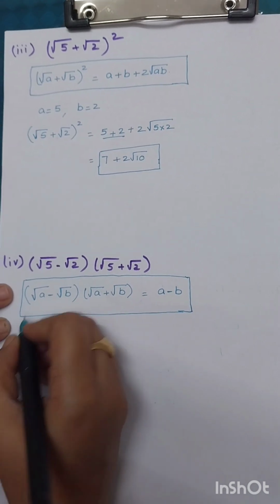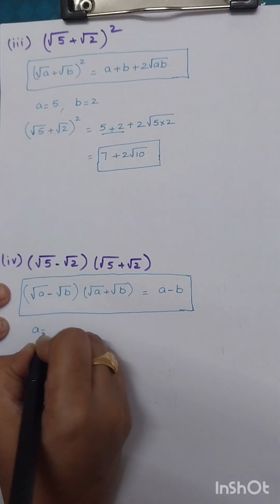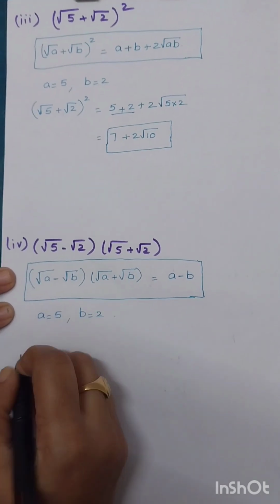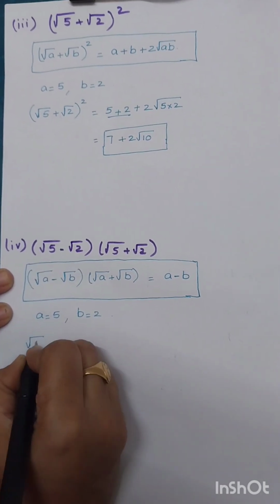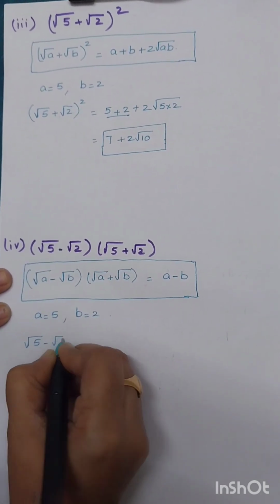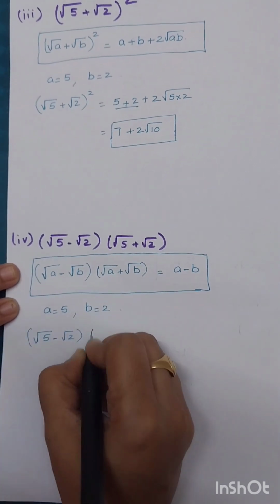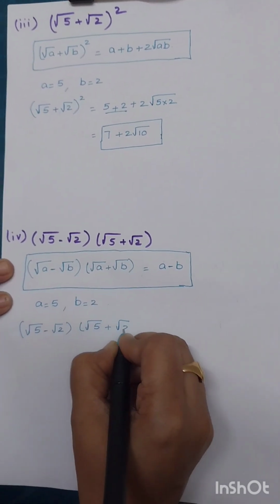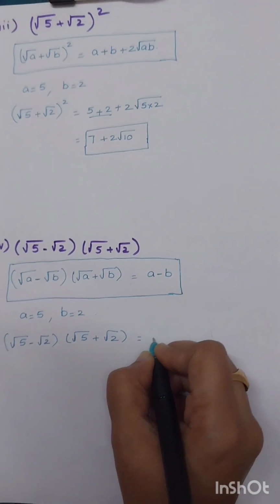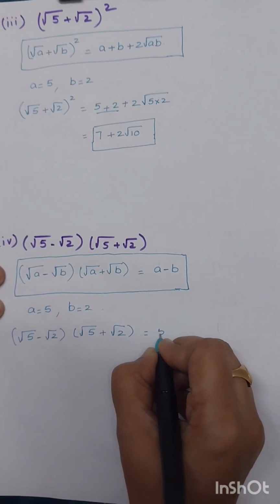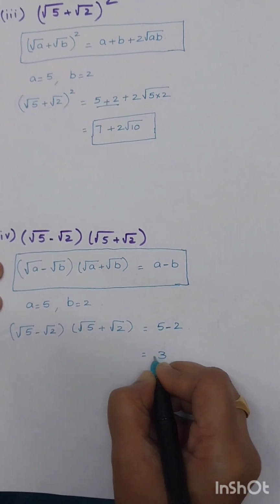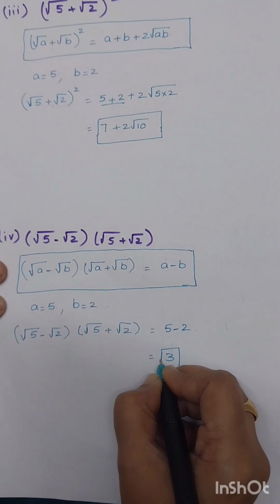Okay. So here a is 5 and b is 2. So (root of 5 minus root of 2) into (root of 5 plus root of 2) will give us a minus b, that is 5 minus 2. That will give 3. So what is the answer? 3.